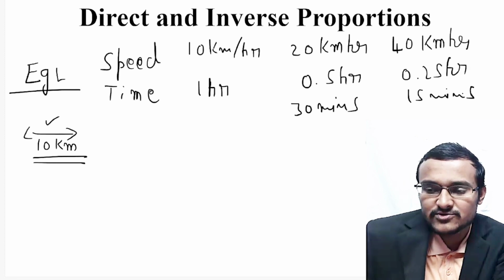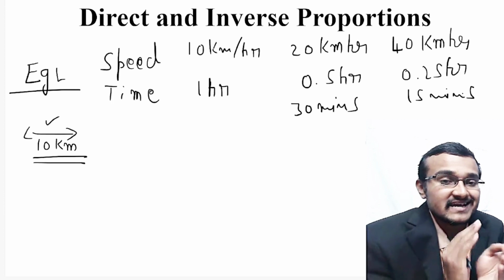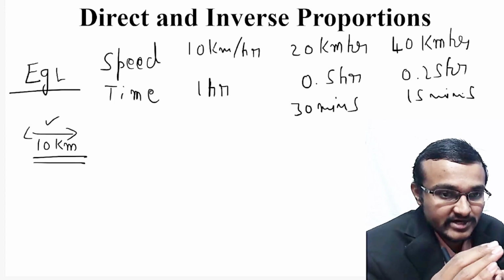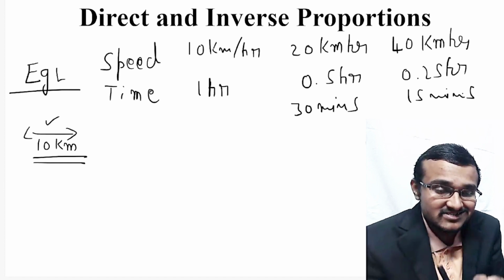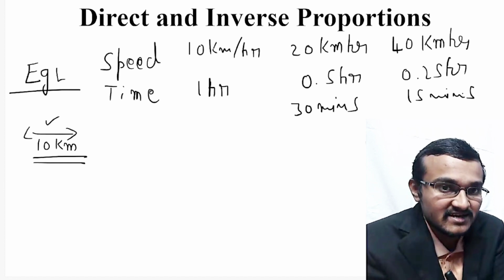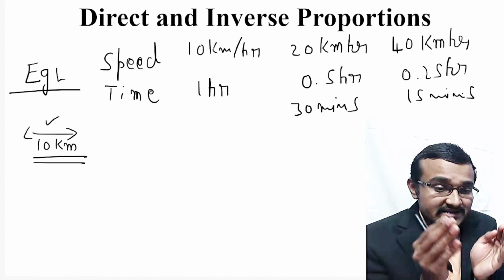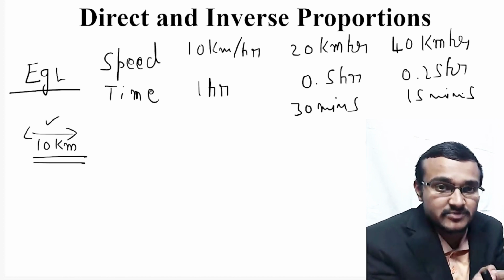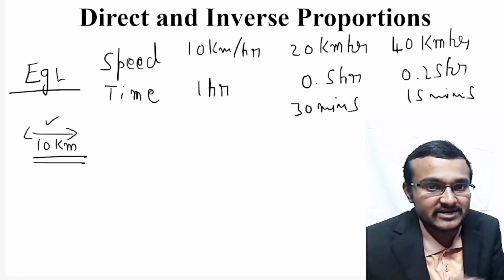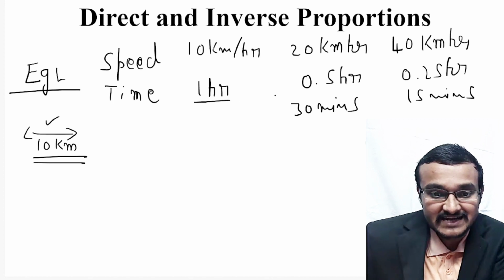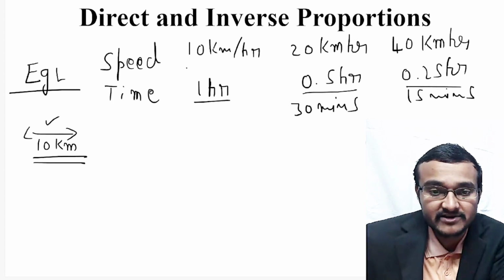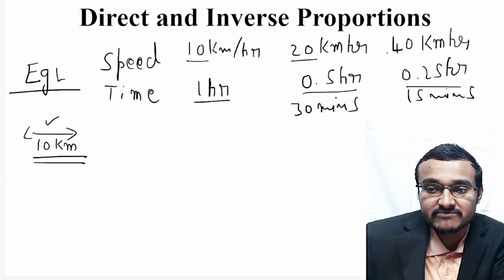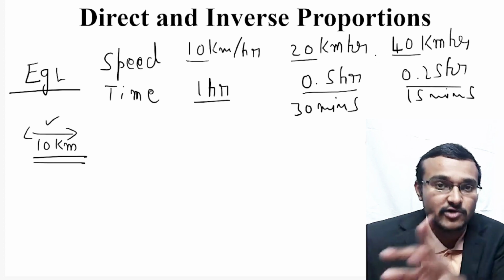So here you can clearly see there is an increase in one particular physical quantity and a decrease in the other physical quantity. Because here, as speed went on increasing, the time consumed to cover that particular distance went on reducing. Initially the time was 1 hour, then it reduced to 0.5 hour, then to 0.25 hour, as speed went on increasing from 10 to 20, 20 to 40.